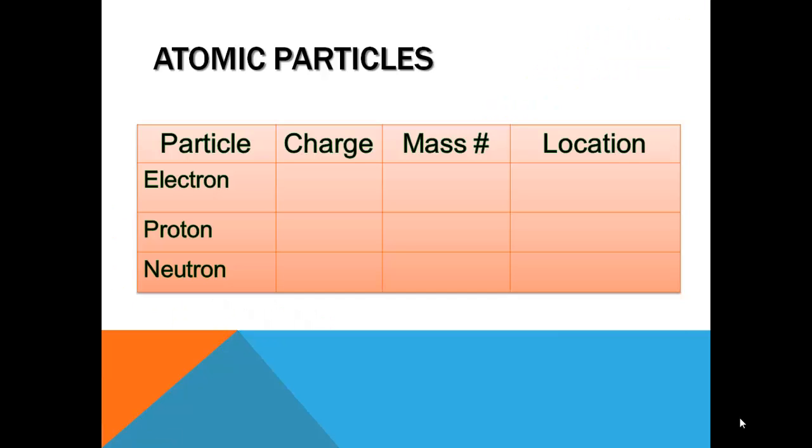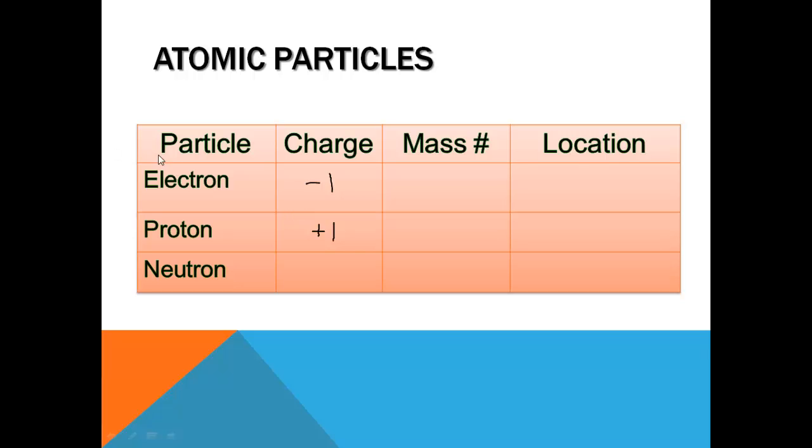Hopefully this is a review for you, but there are three subatomic particles. The first one is the electron. Electrons have a -1 charge. The second subatomic particle is the proton. Protons have a +1 charge.